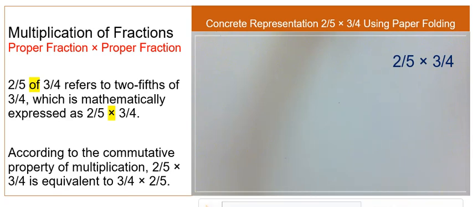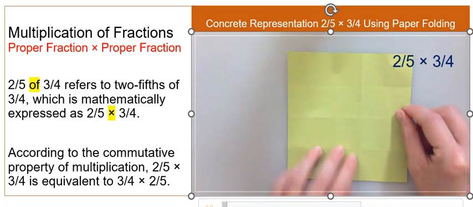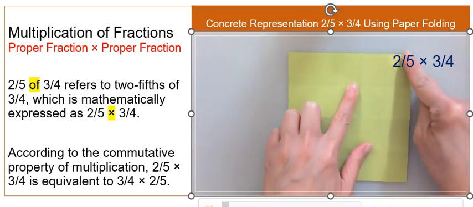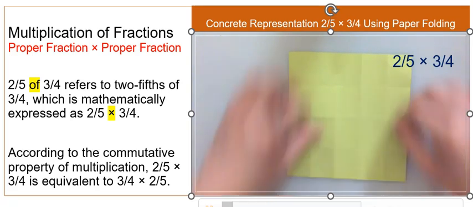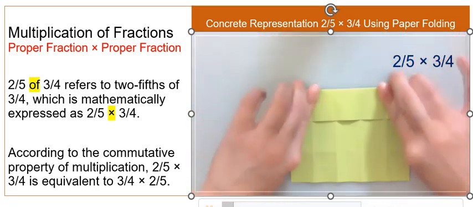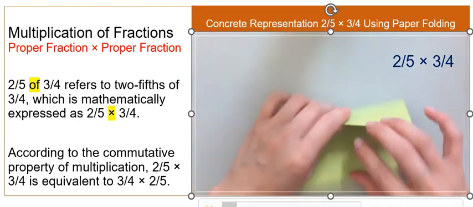Concrete representation, 2 out of 5 times 3 out of 4. We have a square paper, and this is one whole. We will be folding this paper into 4 equal parts.